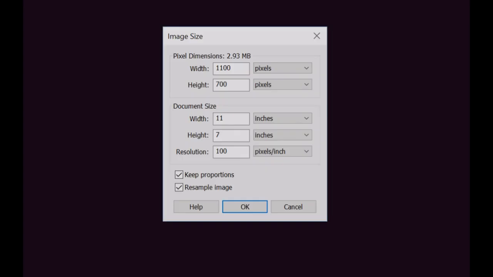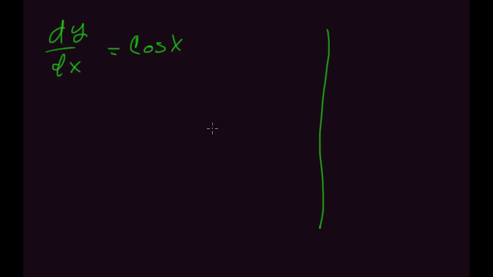Okay, so let's build a second example. Let's build something a little bit more complex. dy/dx is cosine x. Okay, so the derivative is the cosine. All right, so not too bad.